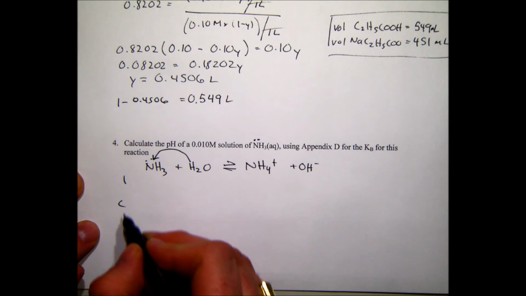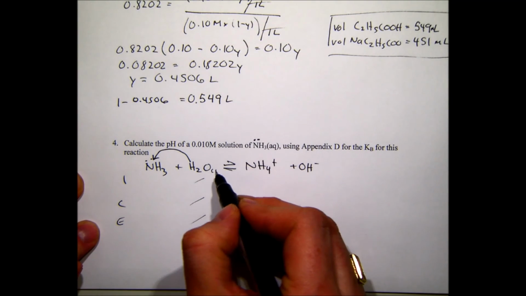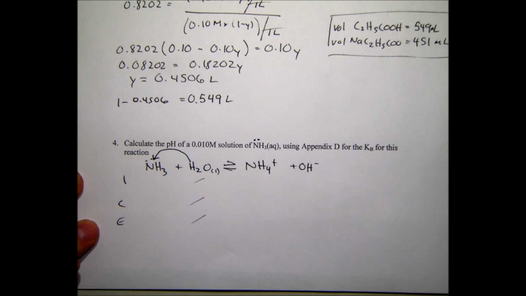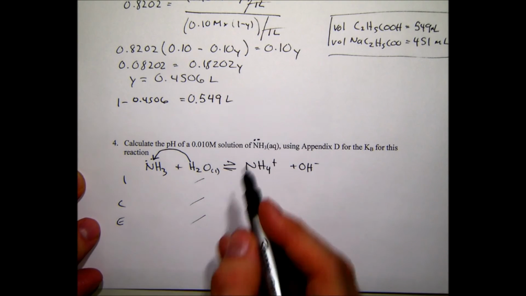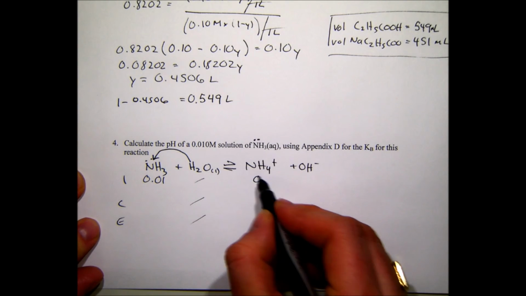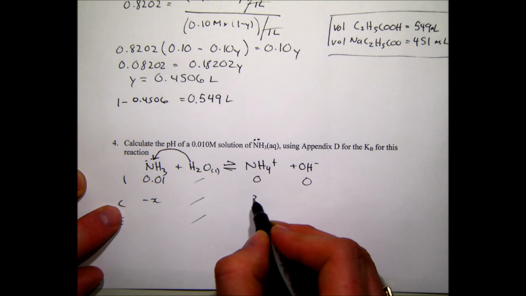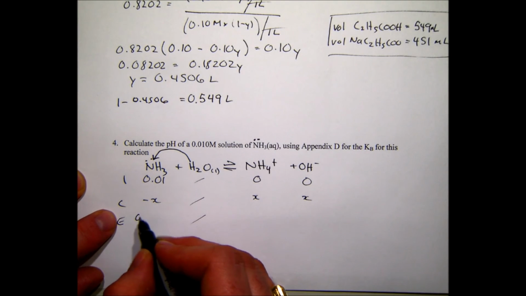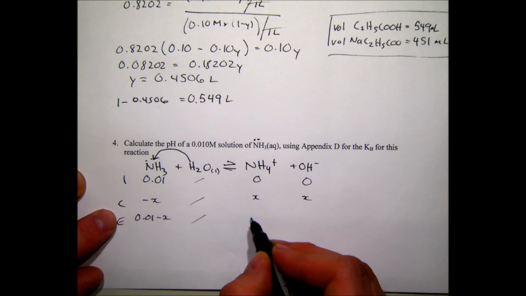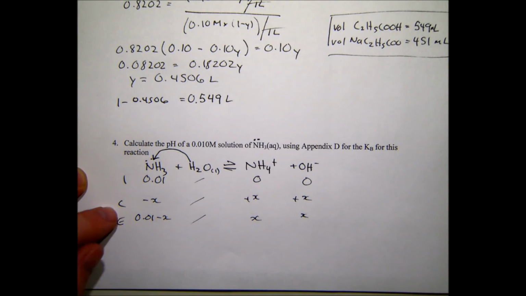So we'll turn this into an ice box. Water is a liquid. I didn't write that in. We'll assume the other ones are aqueous. And we just are going to go to work. So 0.01, assume we start with 0. The change is minus x, x, x. 0.01 minus x. Those are plus x's. It gives me x.